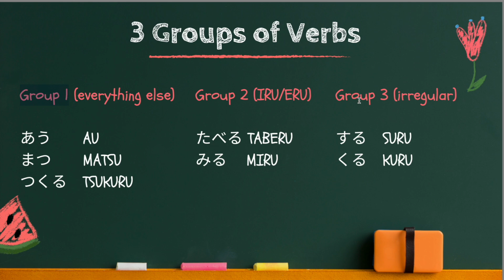So, in Japanese, there are 3 groups. Group 1, 2, and 3. Group 2 is the iru eru group. Group 3, irregular group. And lastly, everything else is group 1. So now that you know those groups, we can now talk about how to make te form.